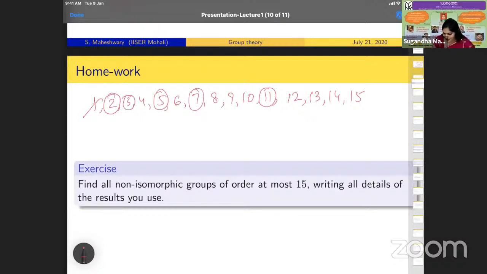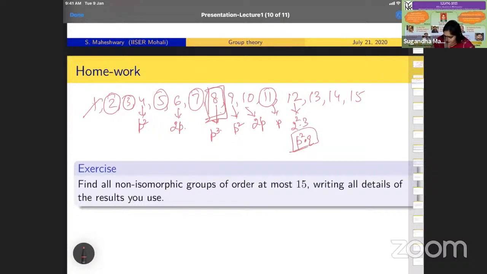I'm sorry, this also needs to be cancelled. So this is p squared, right? This is in the category 2p. This is p cubed, which we have not yet talked about. This is p squared and we know how to handle this. This is 2p, this is p. This is 2 squared times 3, so this is p squared times q, which we have not done. This is again in category 2p, and this is pq, where p does not divide q minus 1. So it's only the cases 8 and 12 which I have not talked about.